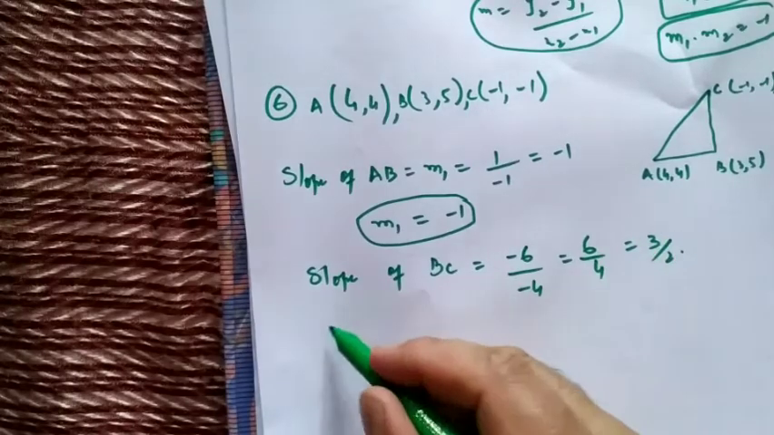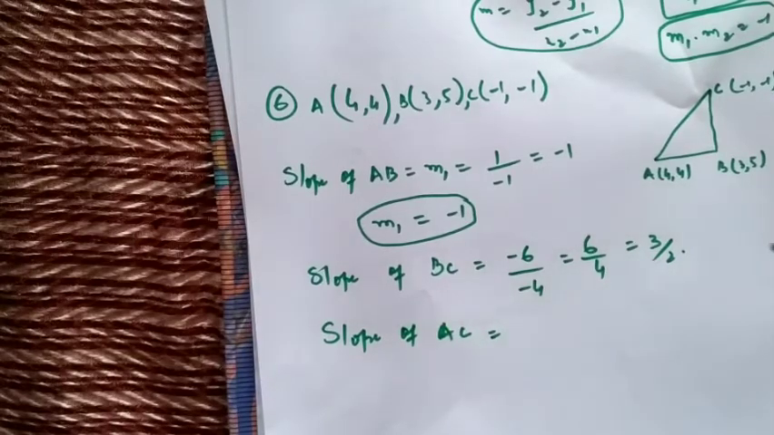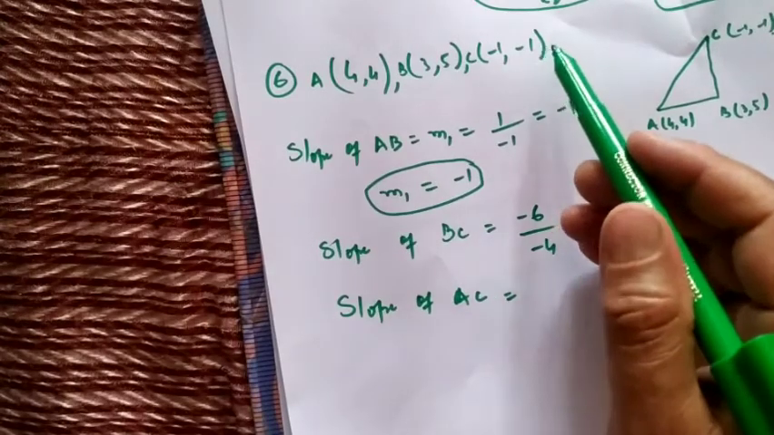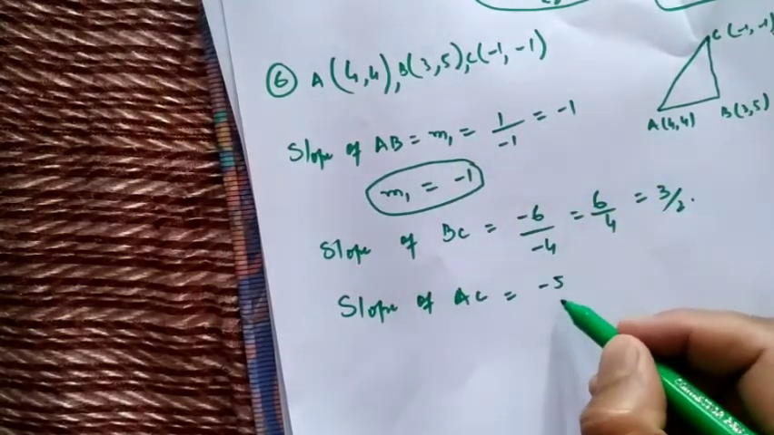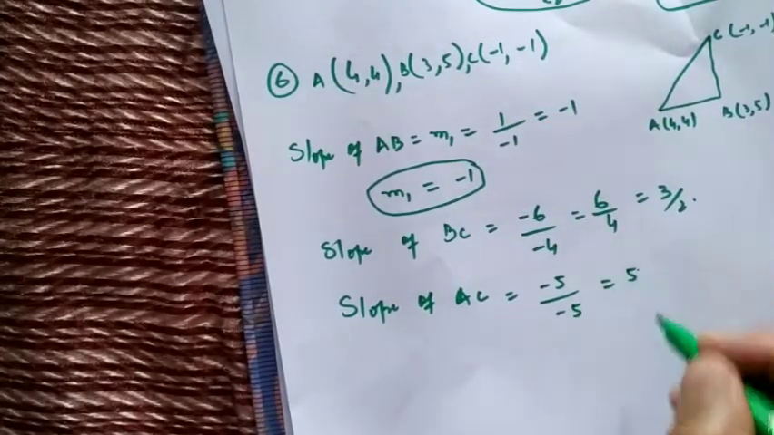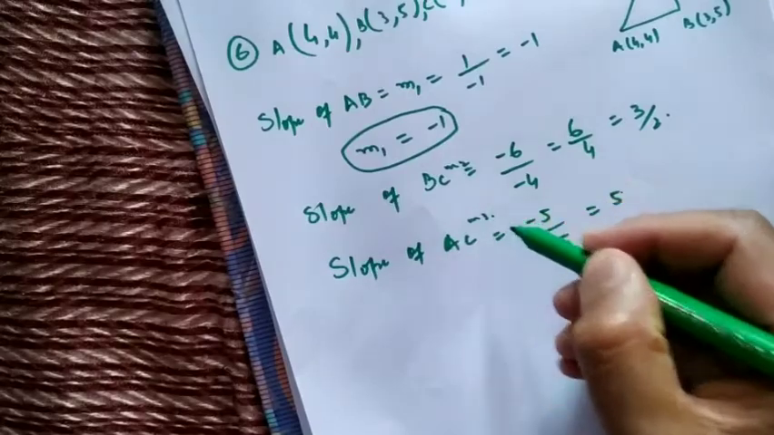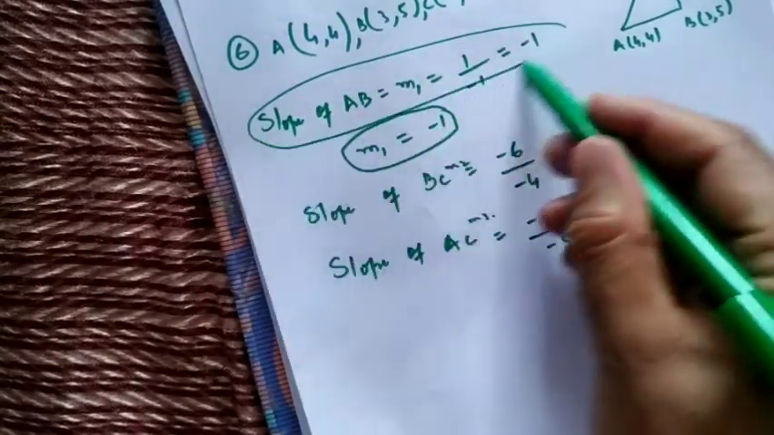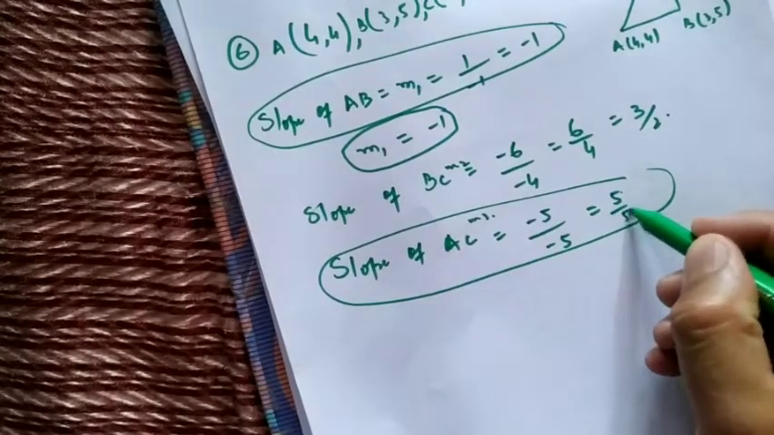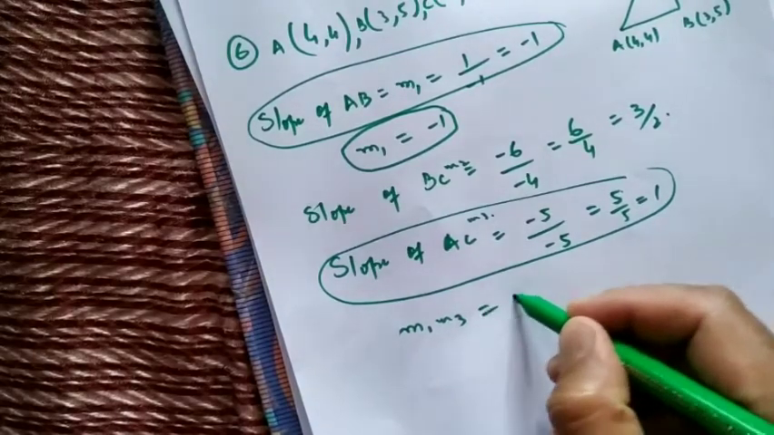What is the slope of AC? Slope of AC जब आप निकालोगे बेटा, you will find -1 minus 4, that is -5 divided by -1 minus 4, that is -5, that is equal to 1. So if you check here, let it be m2, let it be m3. If you check the slope of AB and slope of this AC, m1 into m3 is equal to -1.